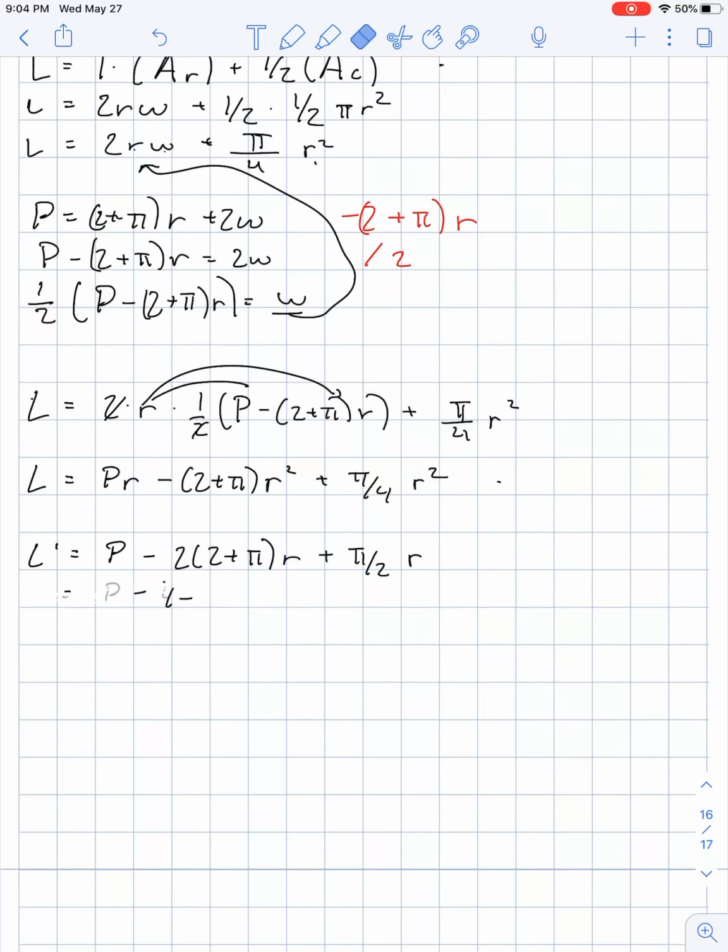Ooh, no, that's not what I'm going to do. So now I need to get a proportion. I'm going to set this equal to 0, right? I need to make sure that that's a critical point. And then I also need to plug P back in because it was really important. So we're going to plug P back in, and that's going to equal (2 plus pi) R plus 2W, minus 2 times (2 plus pi) R, plus pi over 2 R.